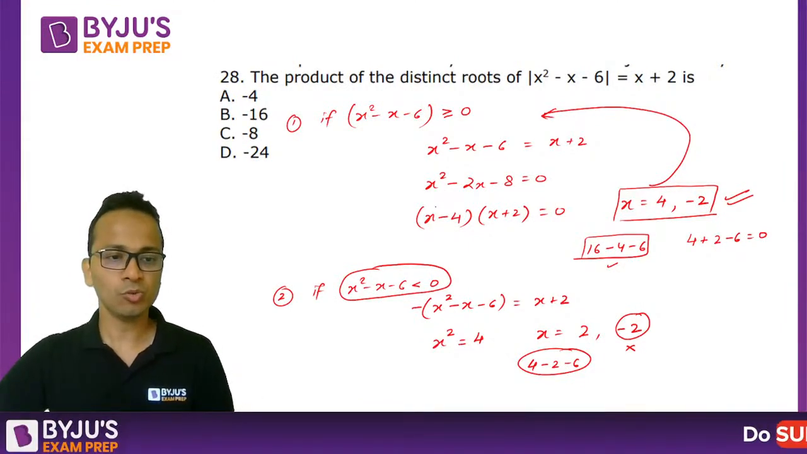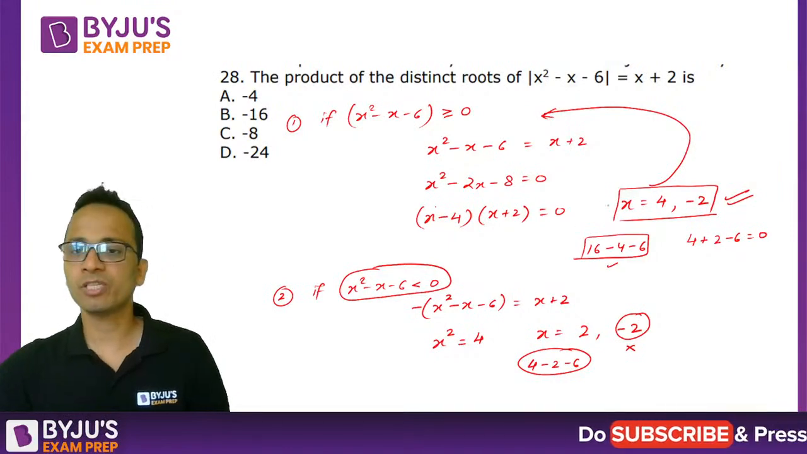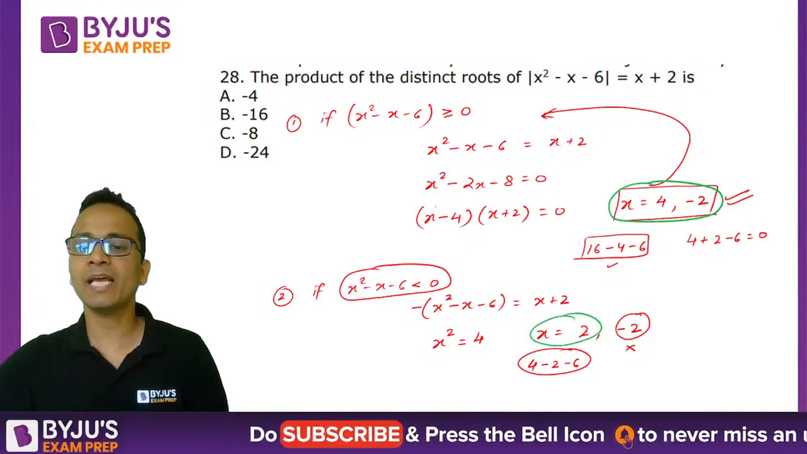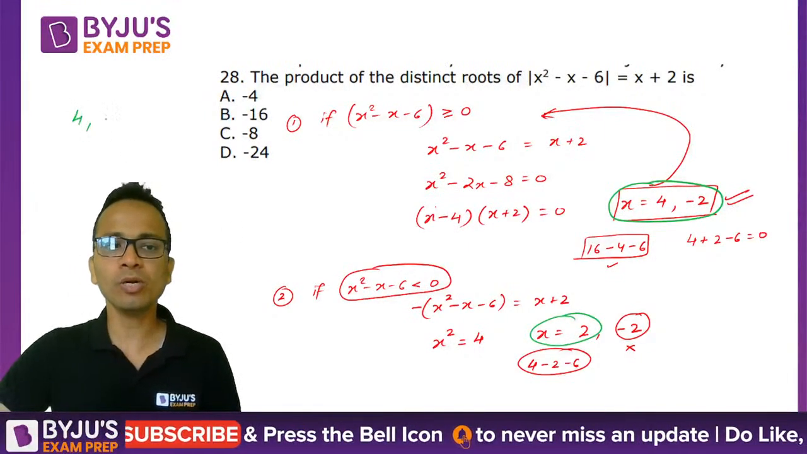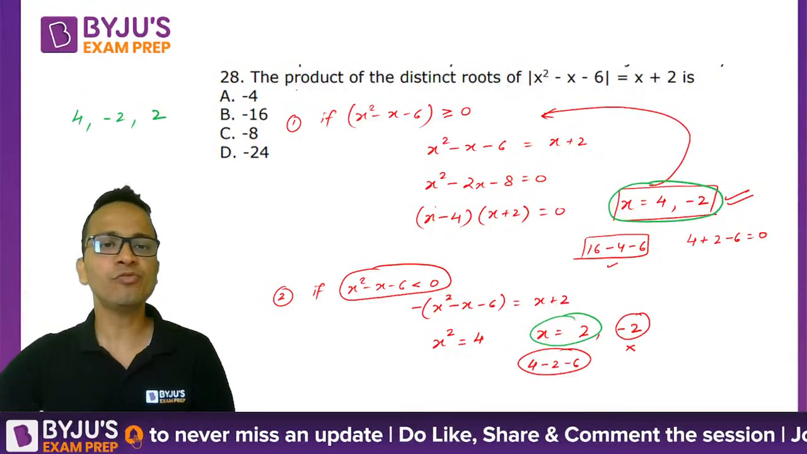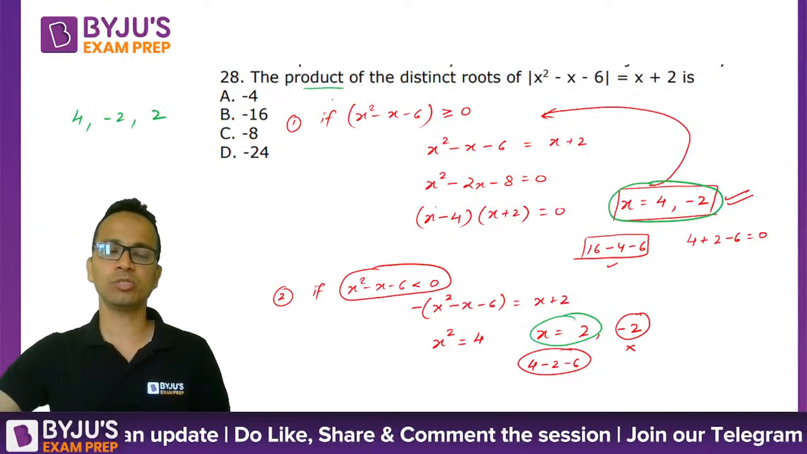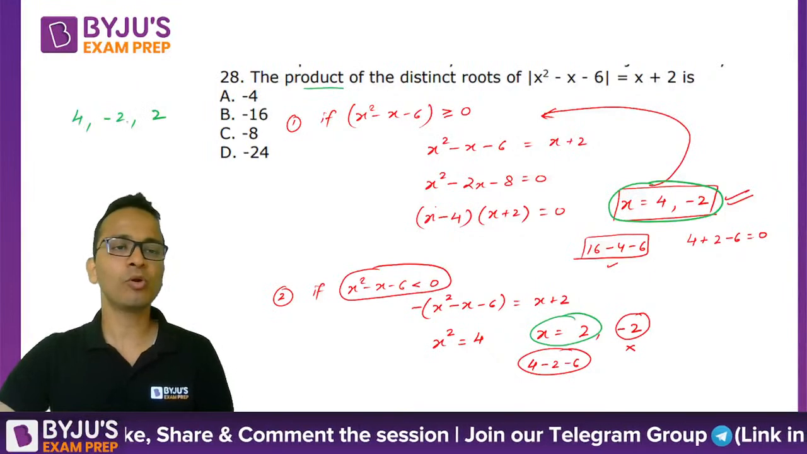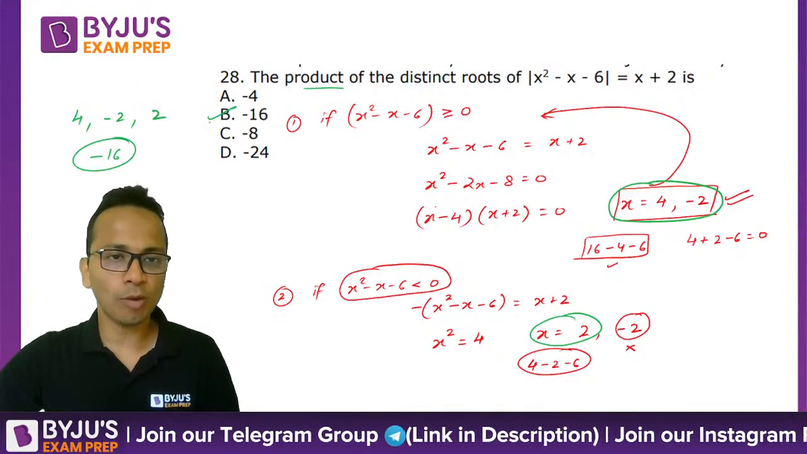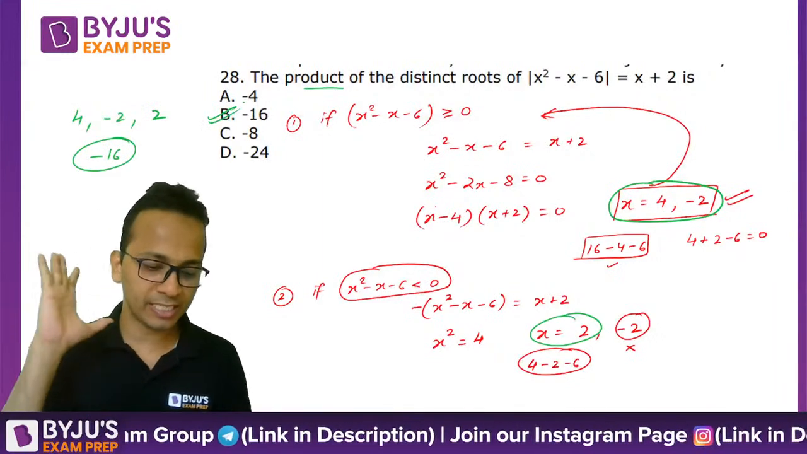Okay, so the solutions that we'll get for this equation will be x equal to 4, x equal to minus 2, and x equal to 2. So 4, minus 2, and 2. These are the three solutions and we need to find out the product of these roots. So इनका product क्या हो जाएगा? 4 into minus 2 into 2, it will be minus 16. So option B, minus 16 will be the correct answer.